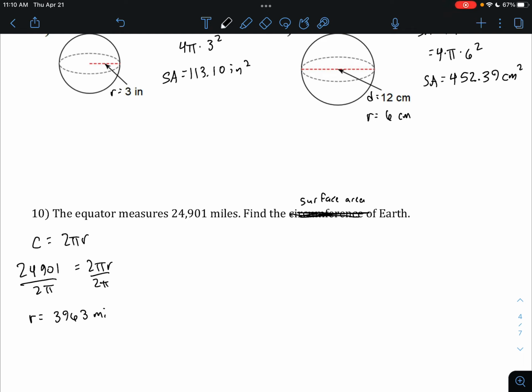We can use this to find the surface area of our sphere next. So I want you to go ahead and try that on your own. Plug in your radius to the formula for surface area of a sphere, and then see if you get the same answer as me.